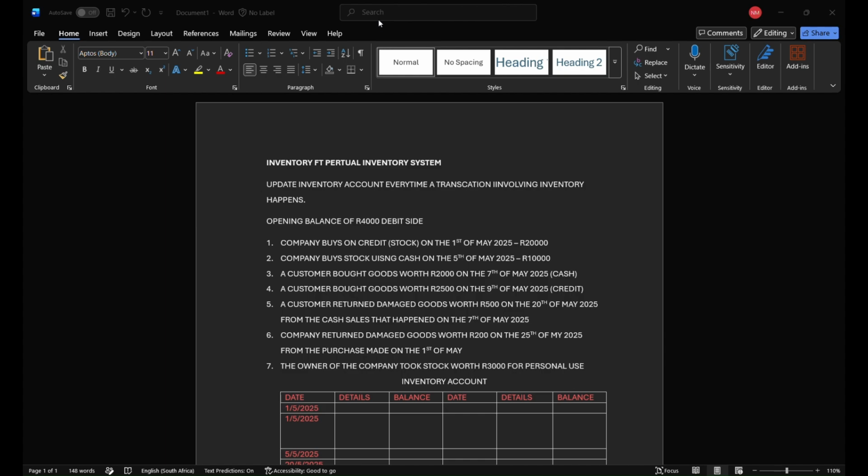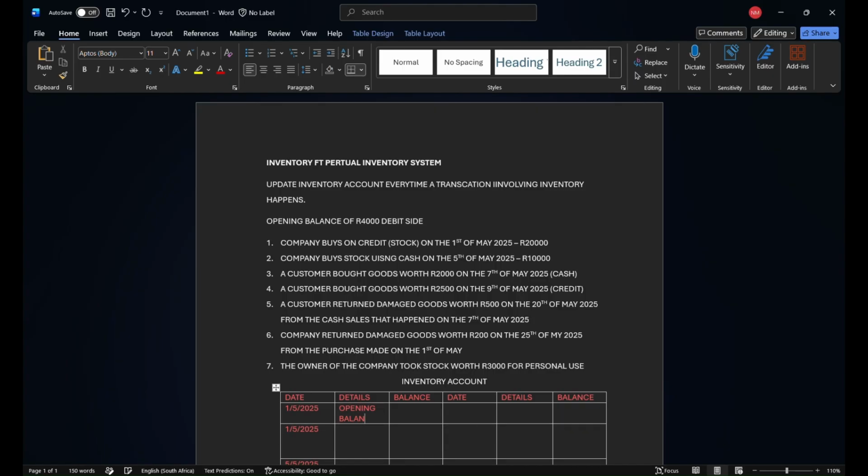So we're given an opening balance. I think I ended here. Yeah, opening balance of 4,000 on the debit side, meaning that we're going to have an opening balance on the first of the month. You're going to be told which month you're dealing with. Right now, we're dealing with the month of May, 2025. So on the first of May, 2025, you're going to have an opening balance of 4,000 rand.